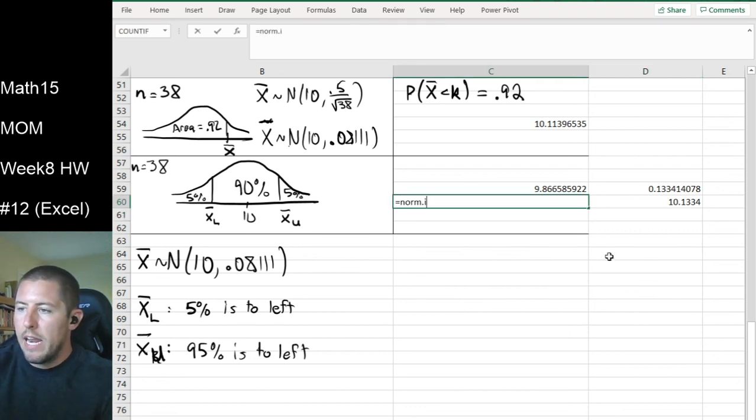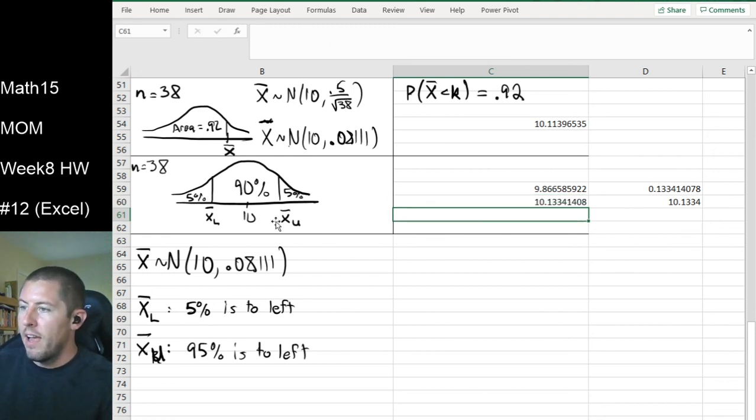So norm.inv, I am taking in a probability and spitting out an x. Here my probability is 0.95 because 95% is to the left of our upper bound. Our average is still 10. Our standard deviation is still the 0.08111. My guess was that I'm going to get this 10.1334 because this guy was 0.1334 below average. So this should be 0.1334 above average because we're looking at symmetric bounds about the middle right there. And we do get exactly that 10.1334 like we were anticipating.